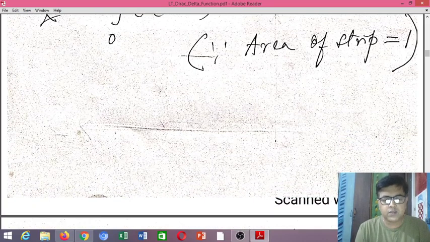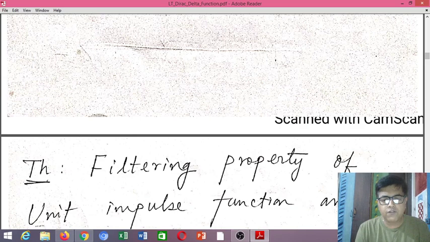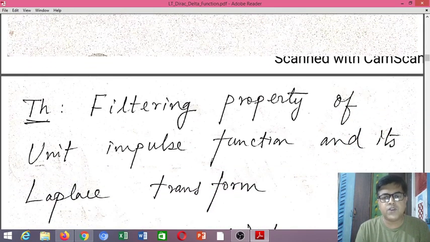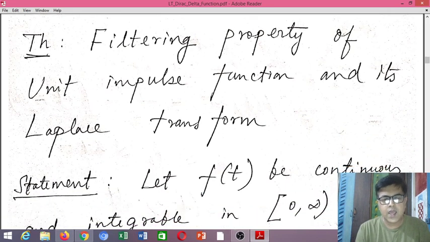Now, having said this, we now come to a very important theorem of unit impulse function, which is called the filtering property of unit impulse function, and its Laplace transform. How to find the Laplace transform of a unit impulse function.